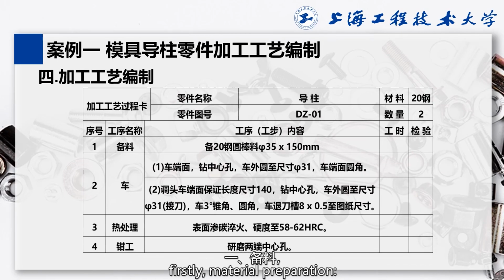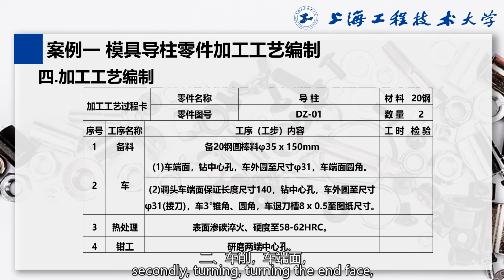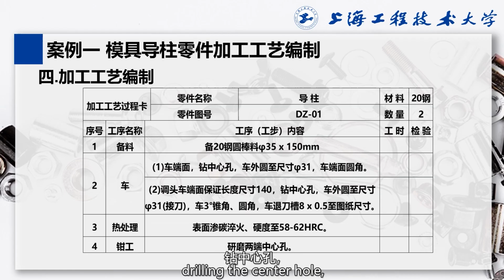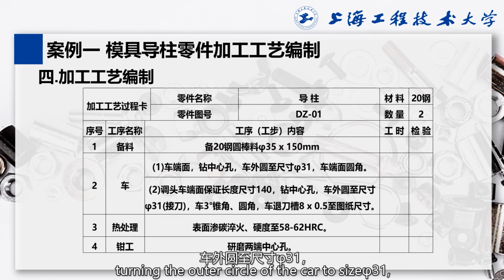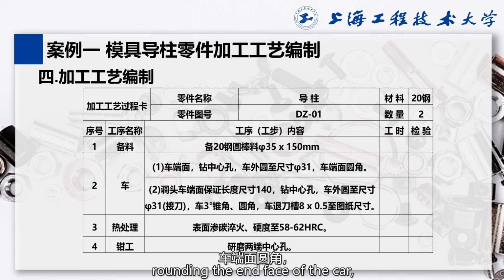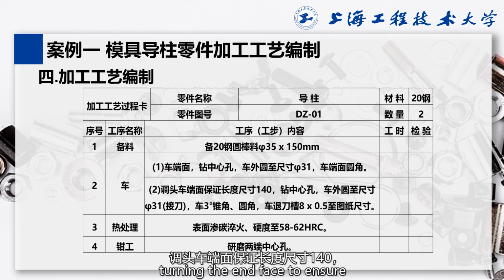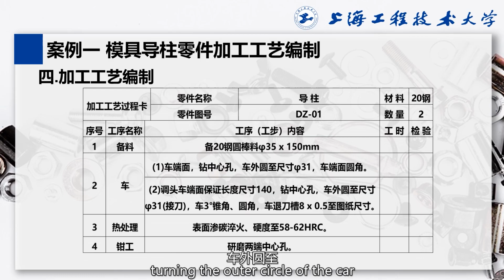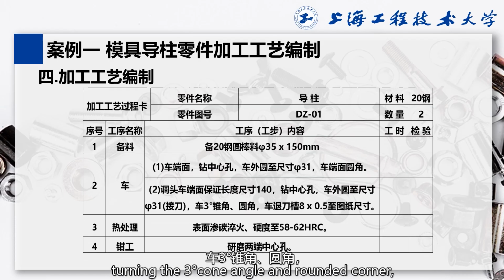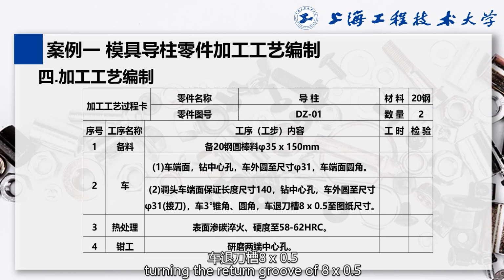Firstly, material preparation: 20 steel round bar material with a diameter of 40 multiplied by 150 mm. Secondly, turning the end face, drilling the center hole, turning the outer circle to size 31, turning the other end face to ensure the dimension of 140, drilling the center hole, turning the outer circle to size 31, tool engagement, turning the 3 cone angle and rounded corner, turning the return groove of 8 multiplied by 0.5 to the drawing size.